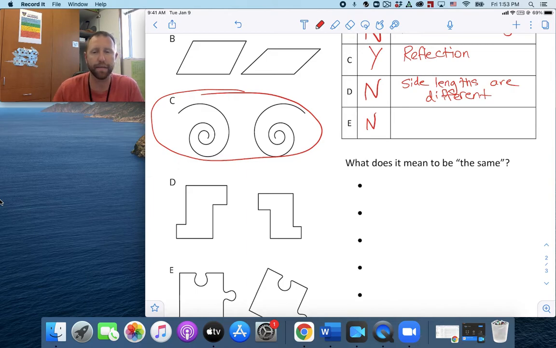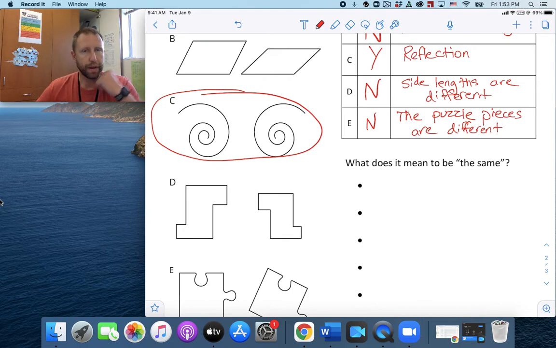What should I call that? The puzzle pieces aren't the same. That's what I'll call it. The puzzle pieces aren't the same. Or I guess I could say they are different. All right.